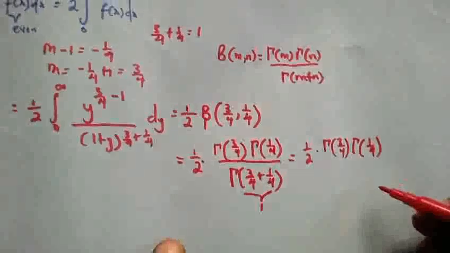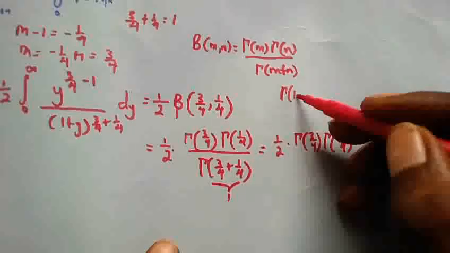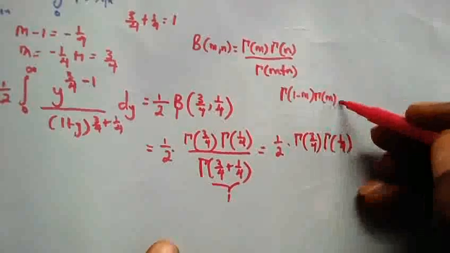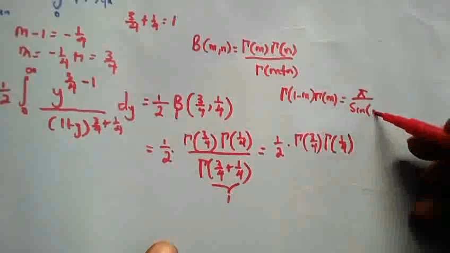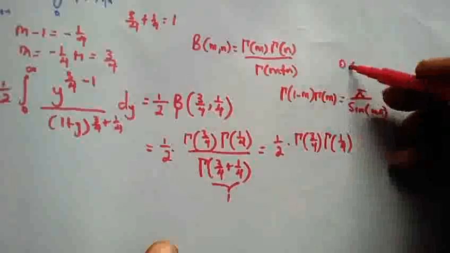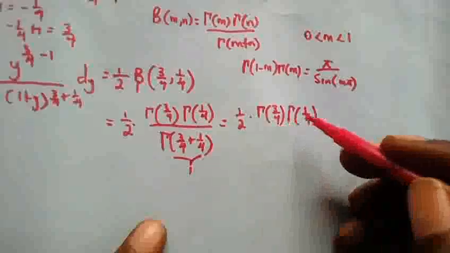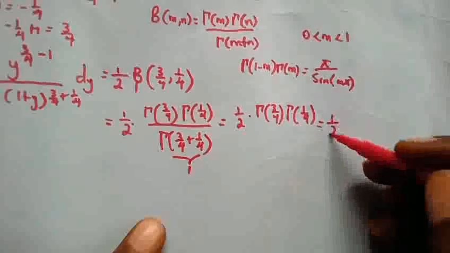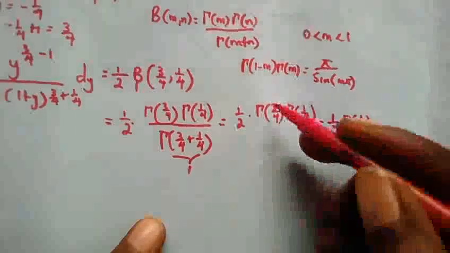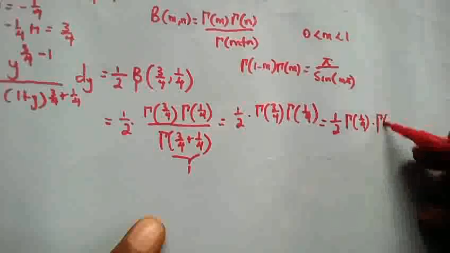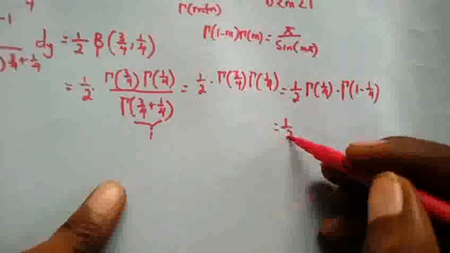So right here we're going to make use of the Euler reflection property, and this is gamma of 1 minus m, and the gamma of m is equal to pi all over sine m pi. I've given this earlier, and this holds if 0 is less than m and m is less than 1. Right here we know that 3 all over 4 is less than 1 and 1 all over 4 is less than 1. So we can make this like this: 1 over 2, the gamma of 1 over 4 times, so gamma of 3 all over 4, we will write it as gamma of 1 minus 1 all over 4. Okay, and from here we have this 1 all over 2.